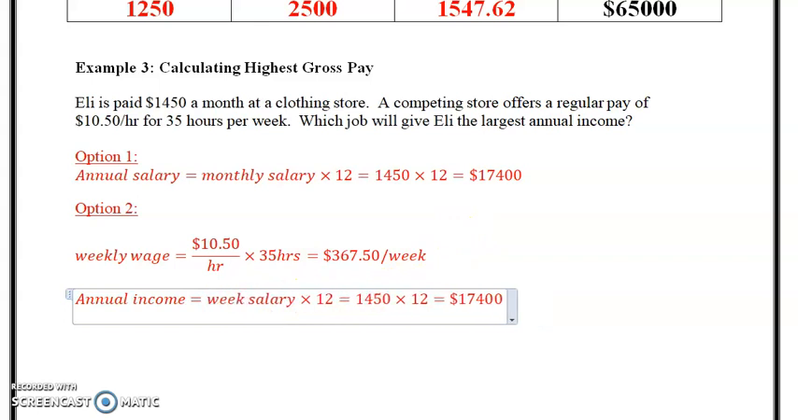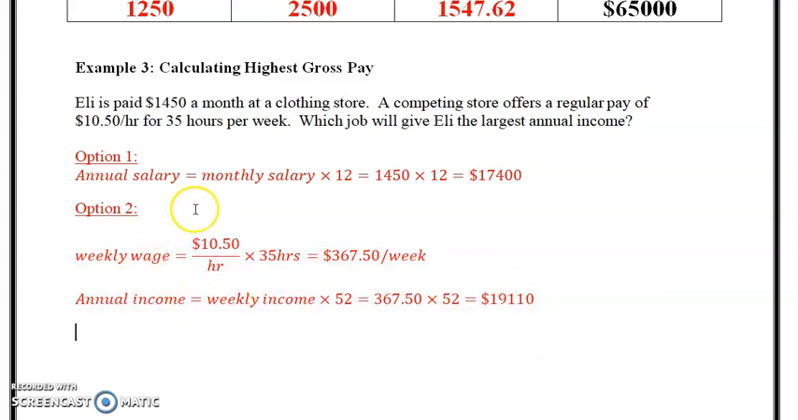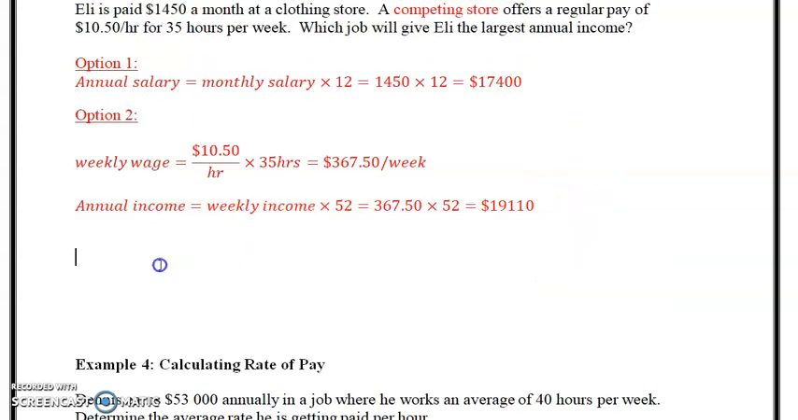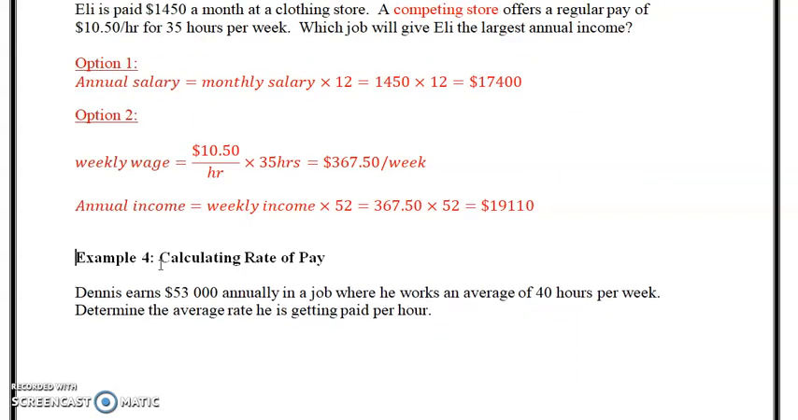That will be the weekly income multiplied by 52 weeks. So that's $367.50 multiplied by 52, and we get a total of 19,110. So yes, he does make more money on option 2, right? The largest annual income would be the competing store. It's the better place, the place where you're going to earn more money per year.